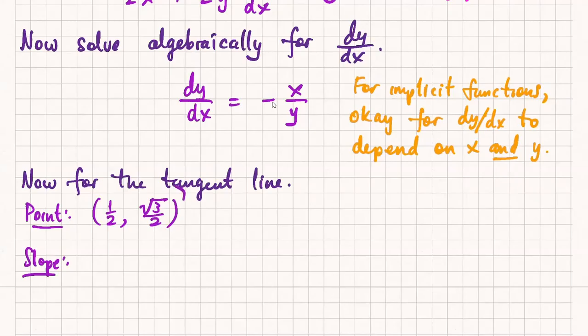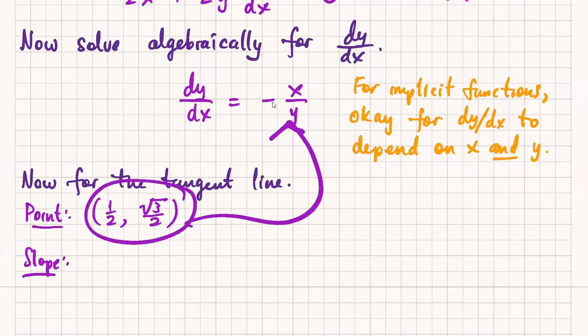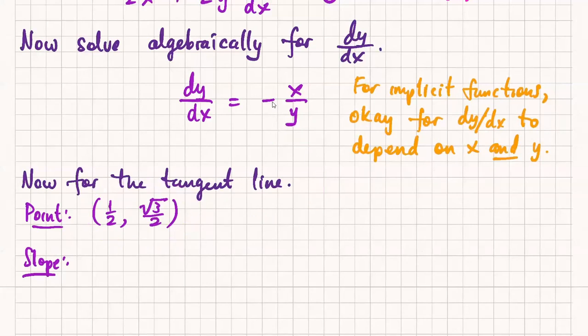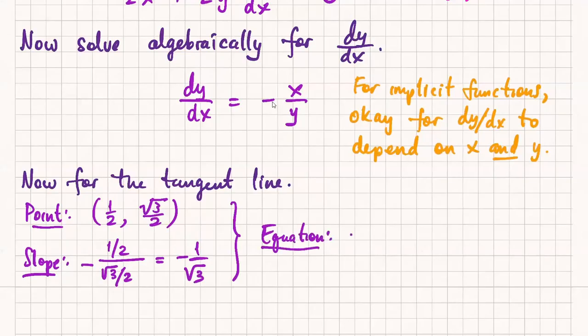What is the slope? How do I get the slope? I take my point and I substitute it into my derivative. I will just be substituting two numbers, right? The x coordinate and the y coordinate. So my slope here is negative 1/2 over root 3 over 2. So my slope is negative 1 over root 3. And my equation then, putting this all together, is y equals root 3 over 2 minus 1 over root 3 times x minus 1/2. And we're all done. Cool.